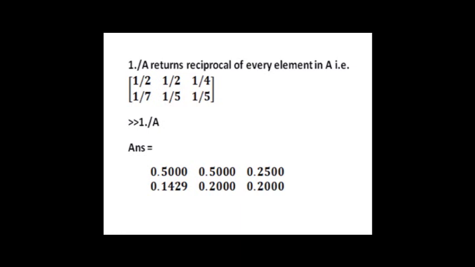Now in the execution, you find that the result is returned as a 4 decimal number, which is the default setting of MATLAB. You can change the format to any other if you like. For instance, 1 by 7, which is 0.1429, and that is what you see on the screen.